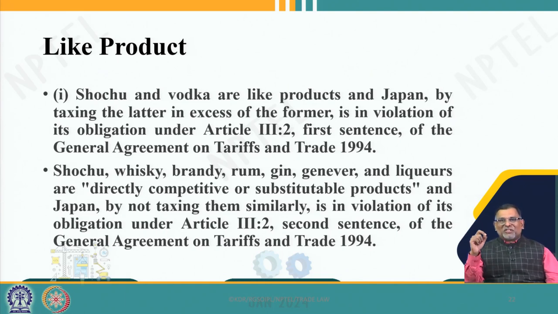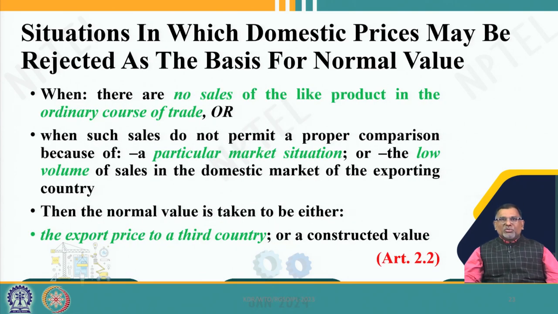So, this is the interpretation given in the Japan alcoholic case, and you can look into the Korea alcoholic case as well. What we want to say is that it is not only the same product, it is the similar product as well, a like product, that can be taken into consideration for the imposition of anti-dumping duties.